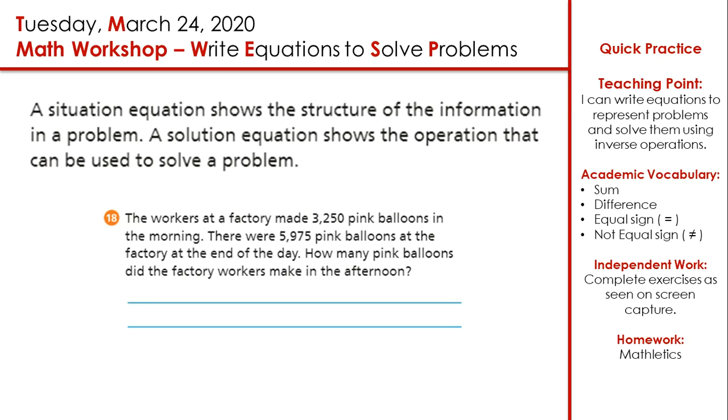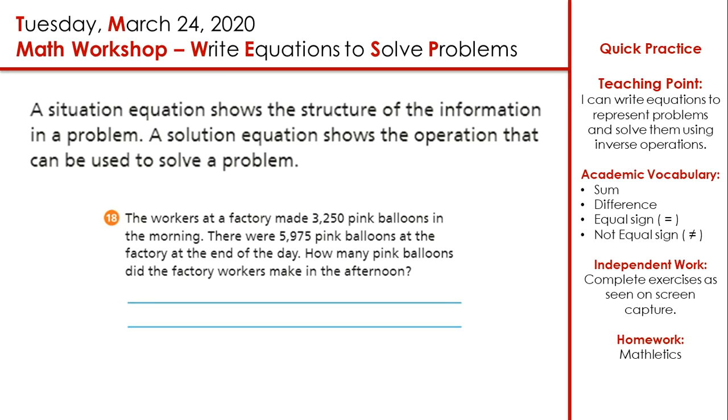So far I have two pieces of information. I have the amount that they made in the morning, and then I have the overall amount they made in the whole day. So here is the question. How many pink balloons did the factory workers make in the afternoon? Now, if we picture this in our mind, we will have one atom representing the morning, which is 3,250. Then we have another one that represents the afternoon, which is the one that we don't know.